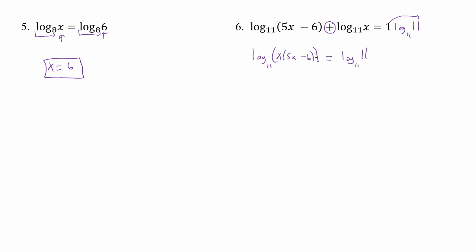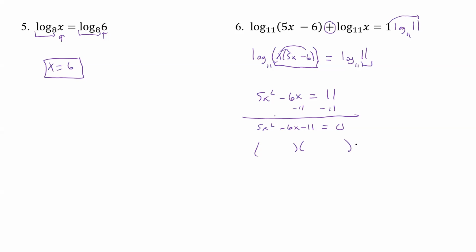All right, so what are we going to do here? Well, what we can do is we can say, well, that is equal to that because we have the same log base. And so if we distribute here as we take it out, that's going to give us 5x squared minus 6x equals, and on this side we just have 11. So subtract 11, and then we have 5x squared minus 6x minus 11 equals 0. And now we have to factor.